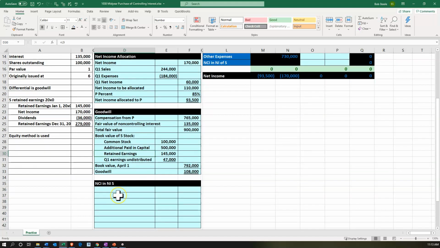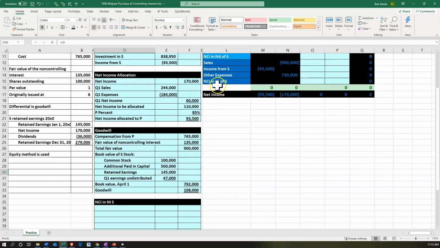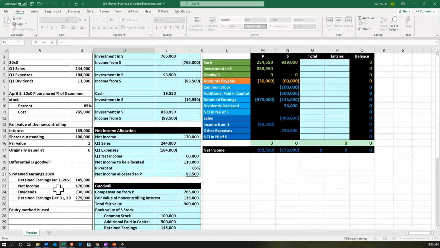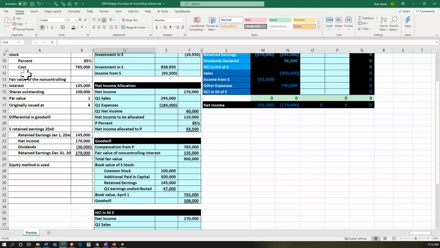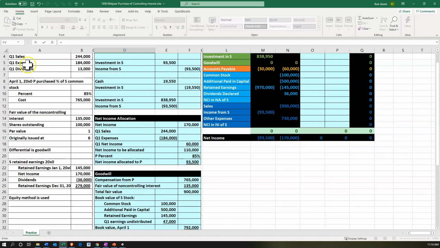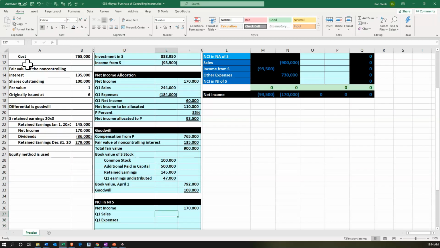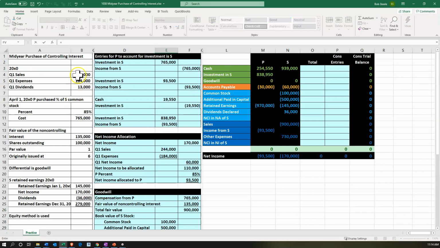Now we're going to go to the non-controlling interest in net income. That's going to be this account. We're going to calculate what will be in that account after we enter our consolidation entries. So we're going to start off with the old net income, and that's going to be the 170,000 again, as we've seen in the past. Then we're going to take into consideration the first quarter data. We're going to be pulling out the first quarter data once again, and we'll see that in the consolidations shortly as well. So that's going to be the sales and the expenses for Q1, which is going to equal the sales amount.